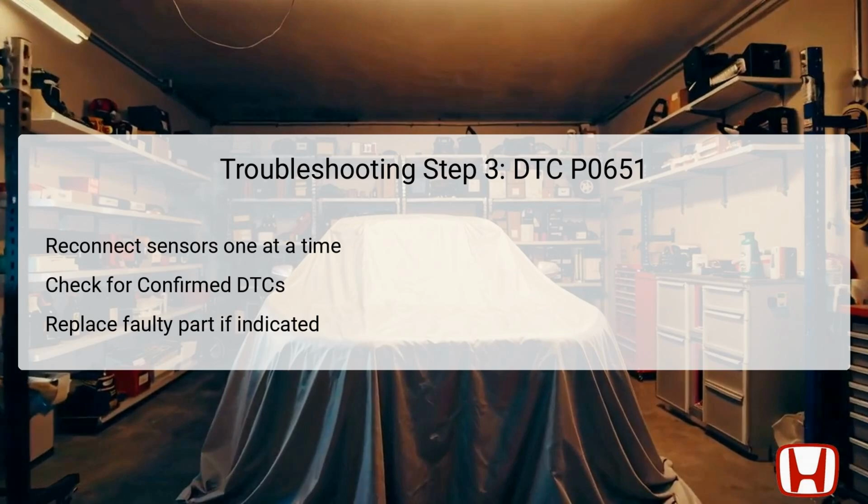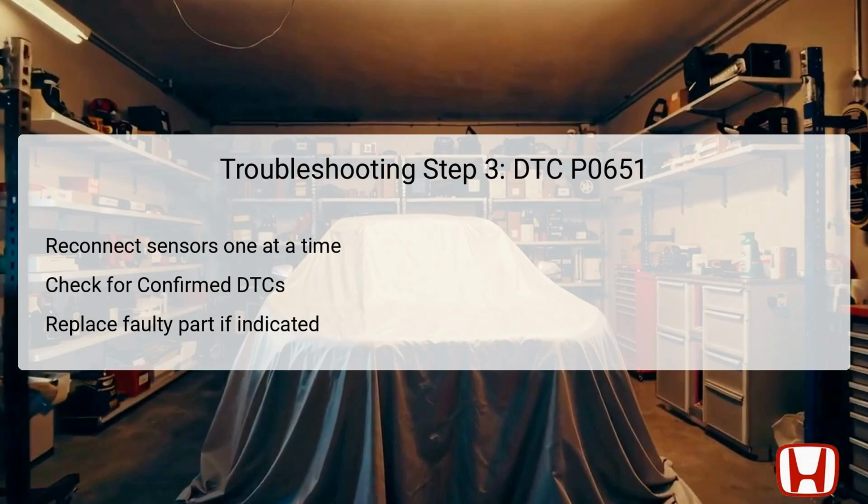Begin by reconnecting the previously disconnected components one at a time, starting with the APP sensor. As each sensor is reconnected, check for any pending or confirmed DTCs using the HDS. This methodical approach allows you to identify which specific sensor may be causing the P0651 code to trigger.